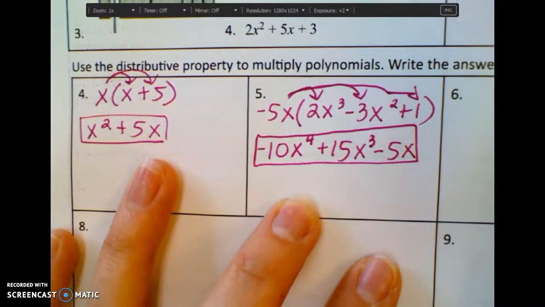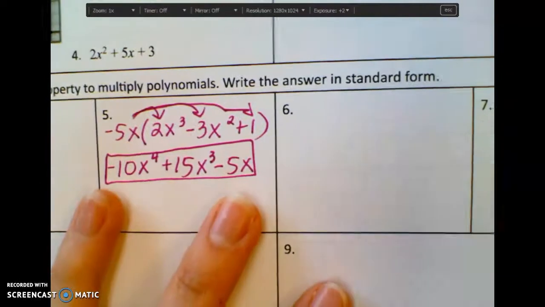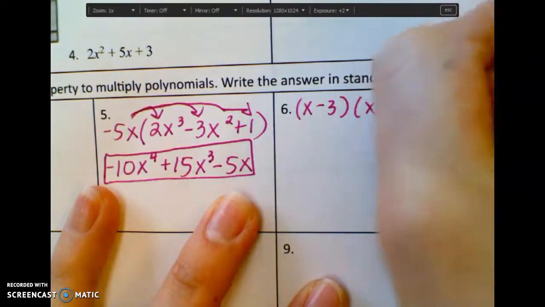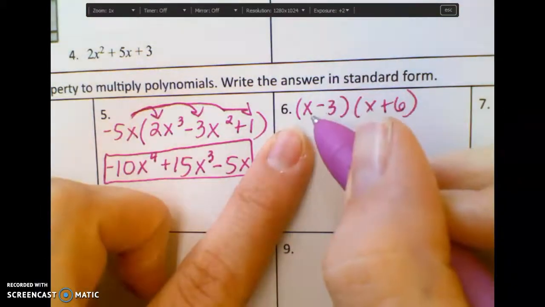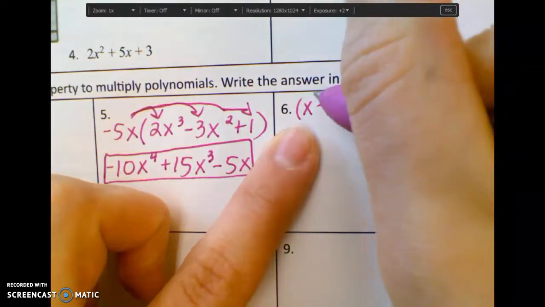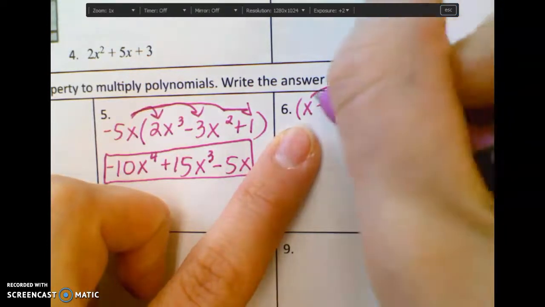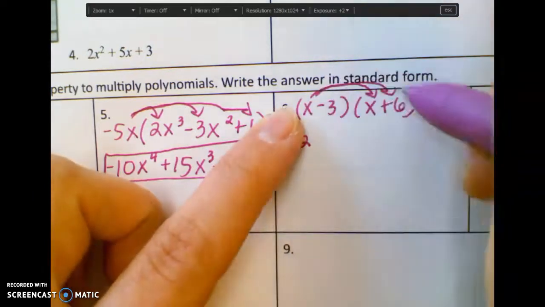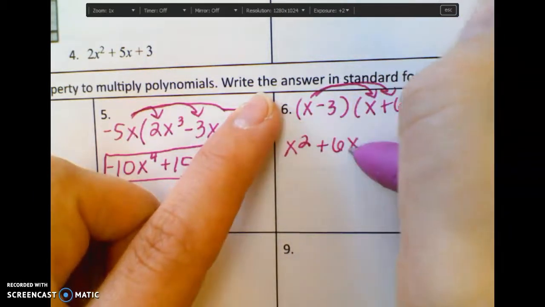Number 6, what if we have two sets of parentheses? So what if I've got x minus 3 times x plus 6? We're going to start with this first set of parentheses, and this is what we'll distribute. I'm going to give that x to everything. So first I have x times x gives me x squared, and x times 6 gives me 6x.